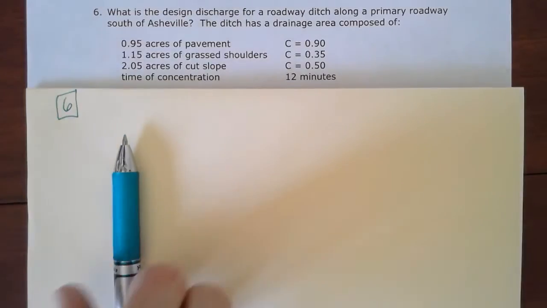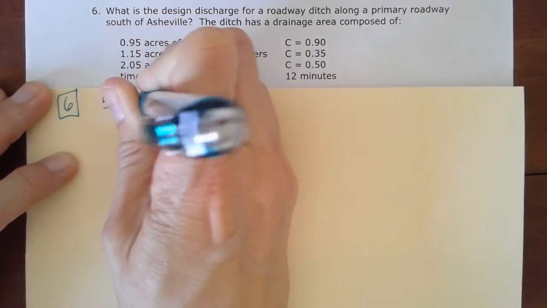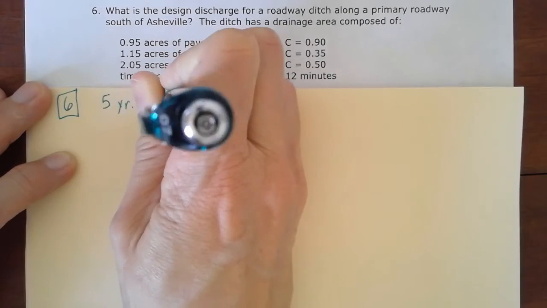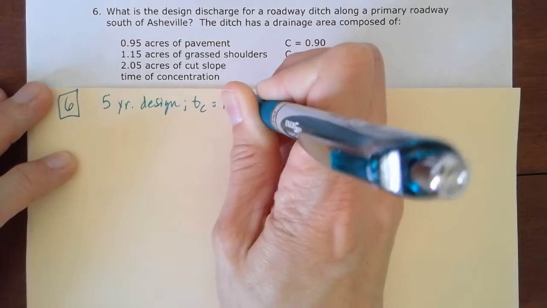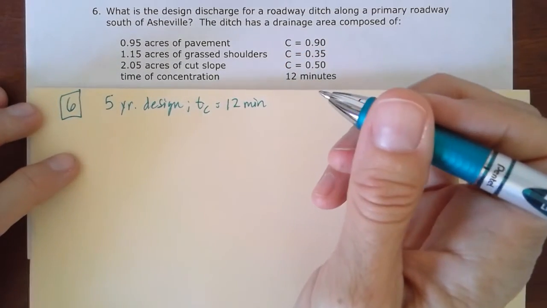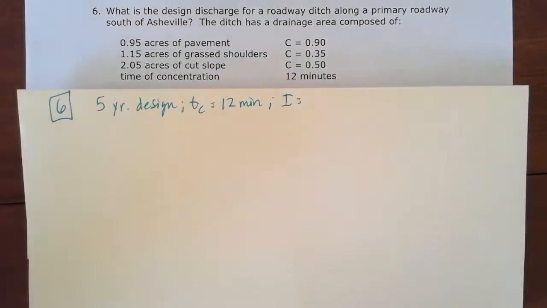So to my table 3.2, primary roadway, roadway ditch, we've got a 5-year design. So that's a new one for us. I don't think we've done one like that yet. So 5-year design. And we're told that the time of concentration is 12 minutes. So we could just go ahead and find that intensity first, since we've got that info, and then we can go back and solve for the coefficient.